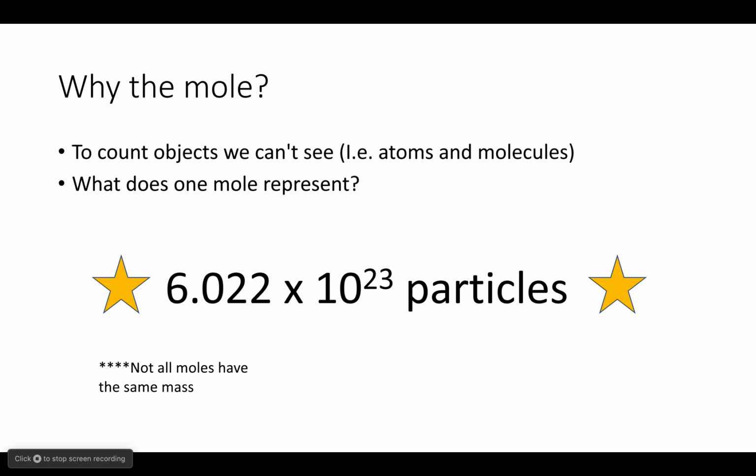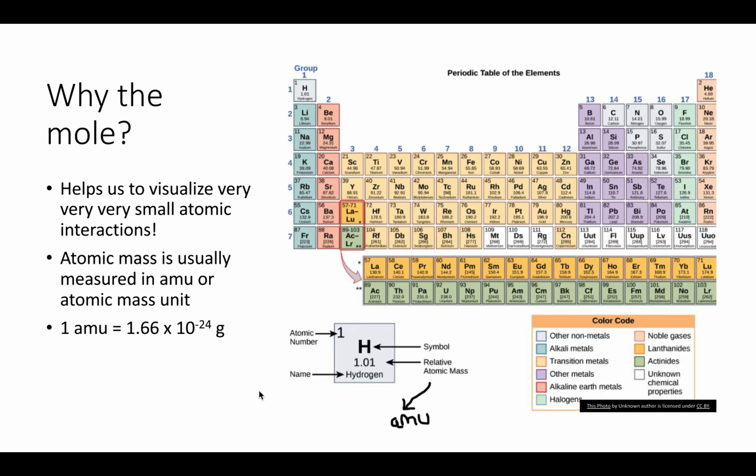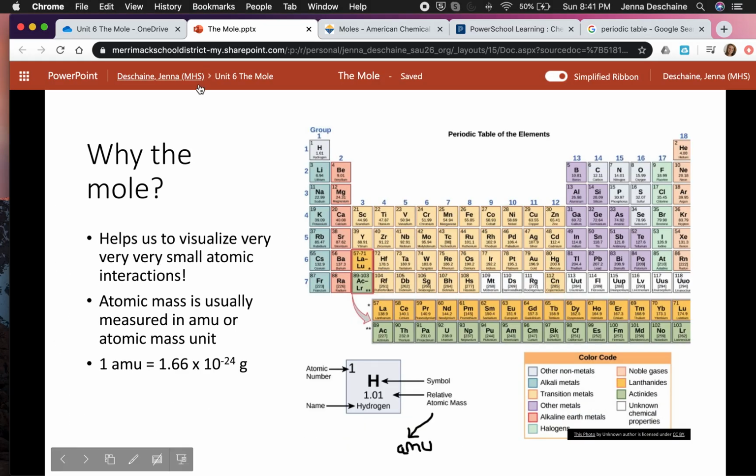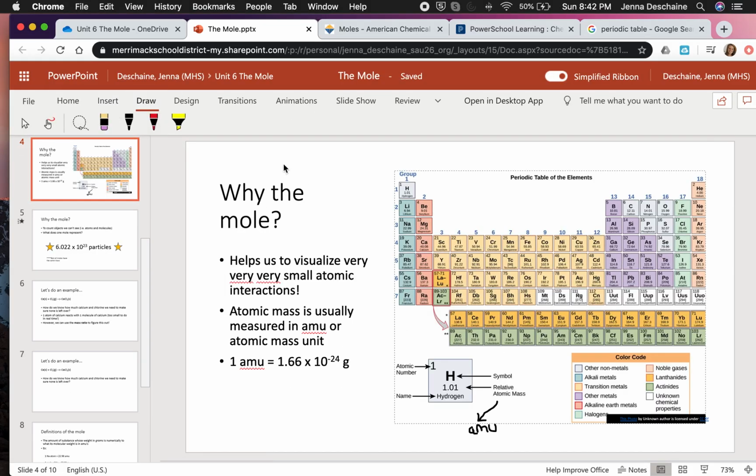Important to note is that not all moles have the same mass. So please write this down somewhere, okay? So 1 mole of hydrogen does not have the same mass as 1 mole of sodium, okay? So right here, this number, 1.01, represents the atomic mass of hydrogen in AMUs, okay? But this number also represents the molar mass of hydrogen. So you'll want to write that down somewhere too.